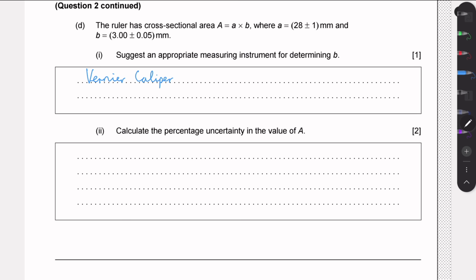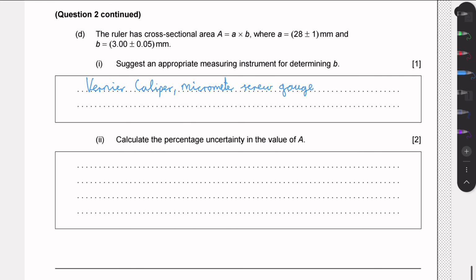This is probably the most well-known one that we also might have used already during IB experiments. Some more special or slightly more accurate ones are known as the micrometer screw gauge. These are generally more precise than vernier calipers. You can search what these are. But the vernier caliper is obviously the most well-known one, I think, in the IB.